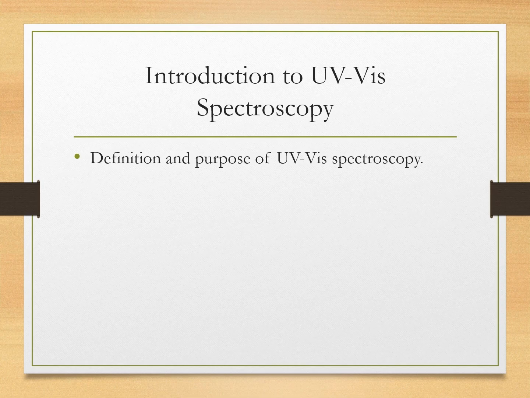UV-visible spectroscopy studies how molecules absorb UV and visible light. This absorption is directly related to electronic transitions within molecules. The basic purpose is to measure absorbance and determine the concentration or identity of a compound.